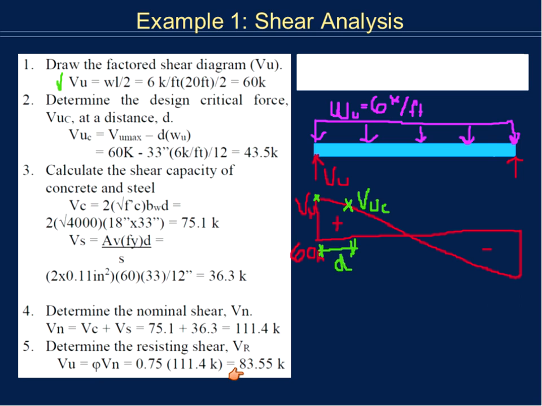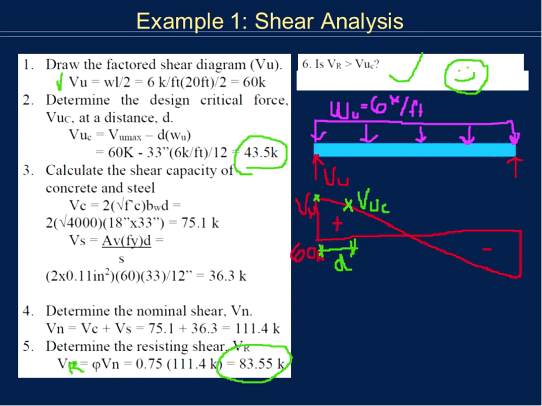Now the question is, looking at it, we have 83.55 kips of resisting capacity and we're concerned about applying 43.5. So the question is, is V sub R greater than VU sub C? Yes it is. Let me circle it, and actually, let me correct this right here. This is an R, not U. V sub R is 83.55, and VU sub C is 43.5. So yes, therefore it's adequate. Instead of me writing the word adequate, it's faster for me to draw a smiley face for you guys.